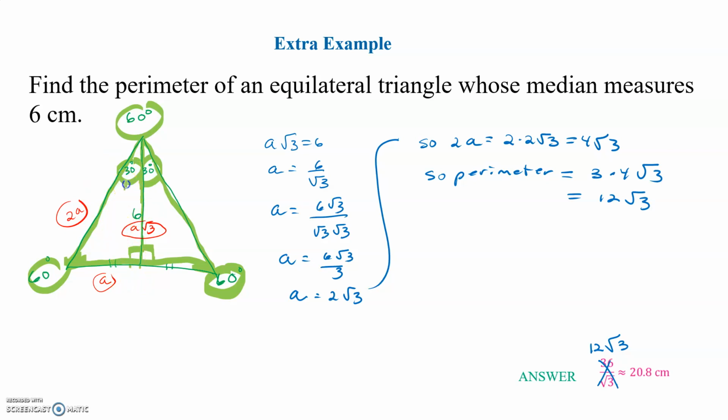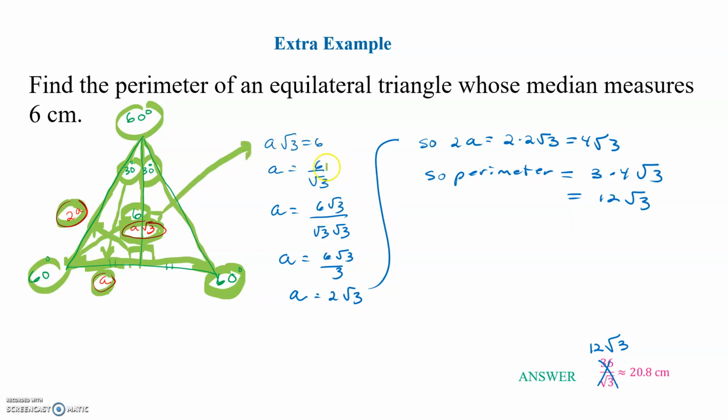The side across from the 30 is a, the hypotenuse is 2a, and the side across from the 60 over here would be a square root of 3. So now I look. a is, I don't know. 2a is, I don't know. But a square root of 3, it is 6. So I take a square root of 3 is 6, and I write it down. Now I have to solve for a.